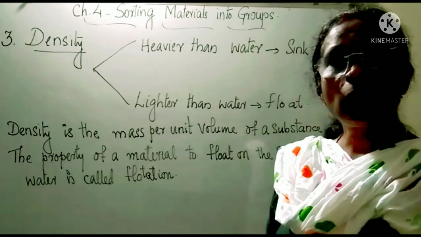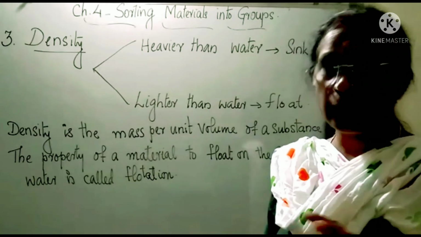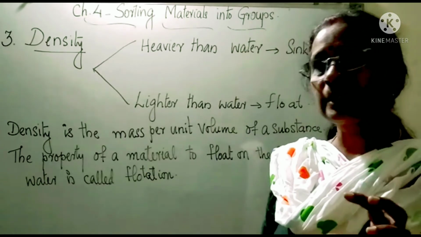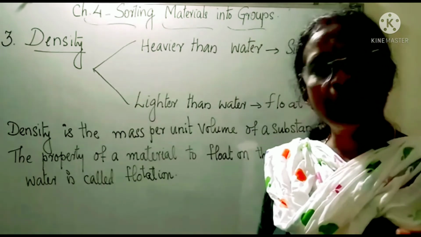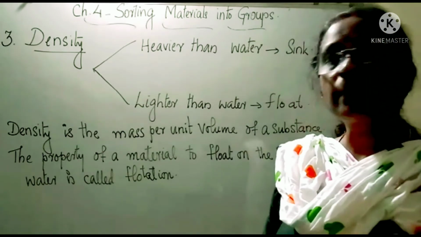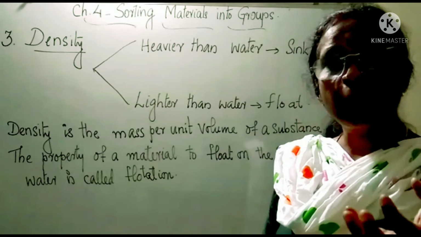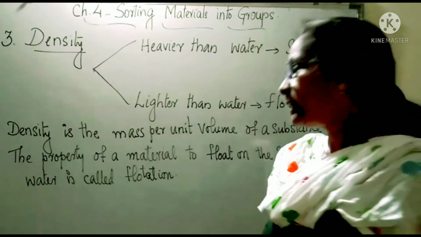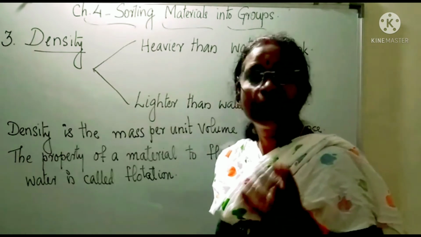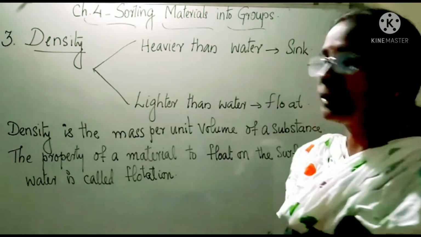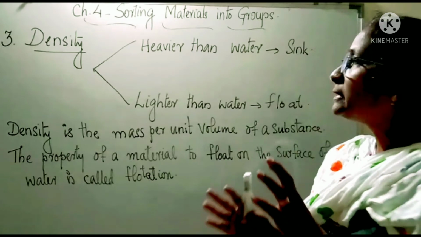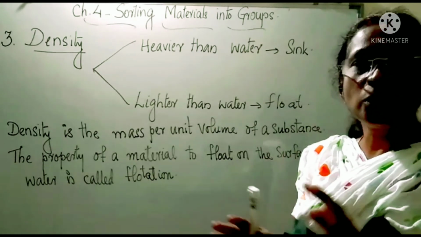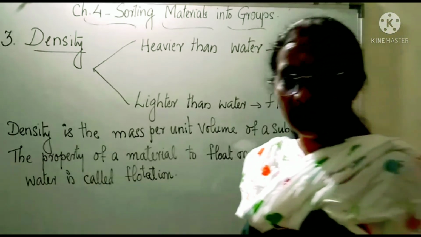Now all substances may not float and all substances may not sink. Some substances have the ability to float. That ability or property of a material to float on the surface of water is called flotation. So we learned about three properties which help us to separate materials.